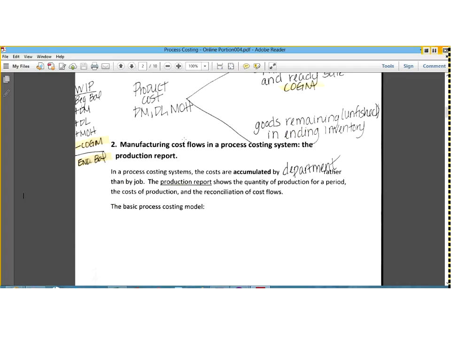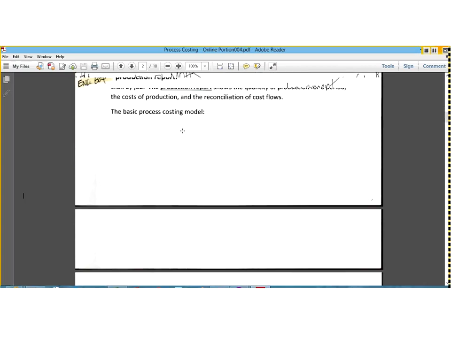With process costing, it differs a little bit from job costing. With job costing, we tracked all the costs by a particular job or product. With process costing, we're going to track the cost by department. So let me show you how this would work. Let's go to the next page.